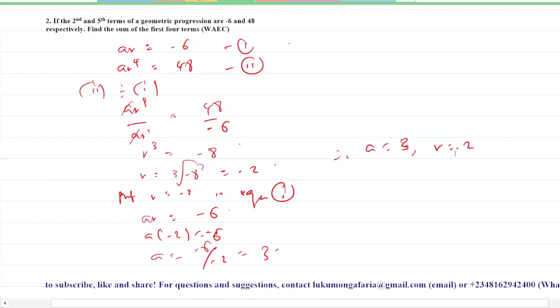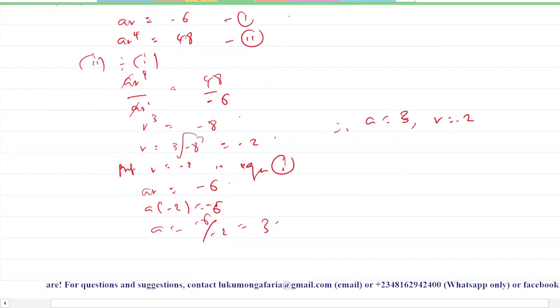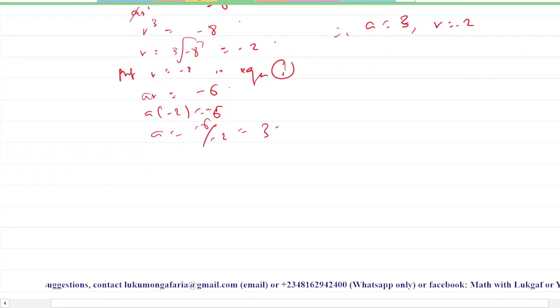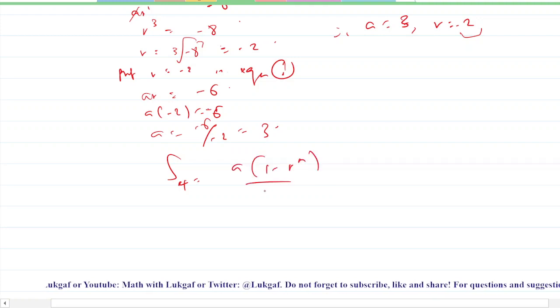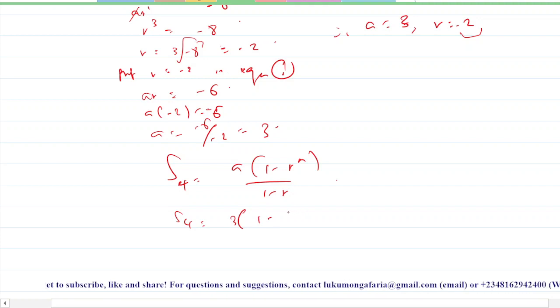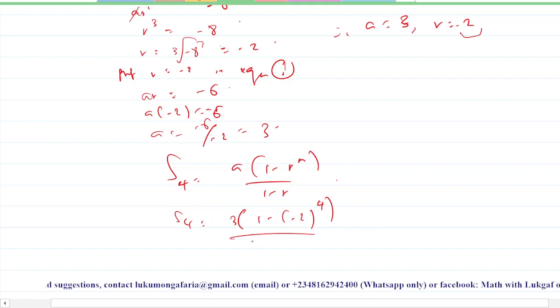So the next question now is to find the sum of the first four terms. Don't forget, you have to write the formula we can use to calculate the sum. So that's going to give me S4. But now I have my R to be negative, so you are going to use the second formula, which is A into 1 minus R raised to N, divided by 1 minus R. So if you substitute that, then your A is 3, 1 minus -2 raised to 4. Do you know how we obtain 4? Divided by 1 minus R, that's 1 minus -2.